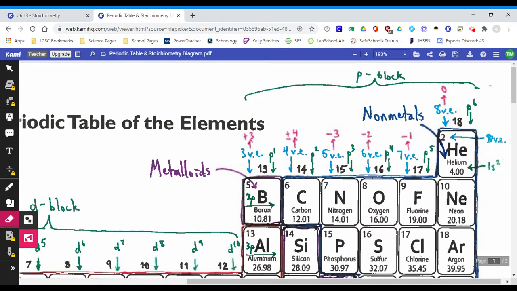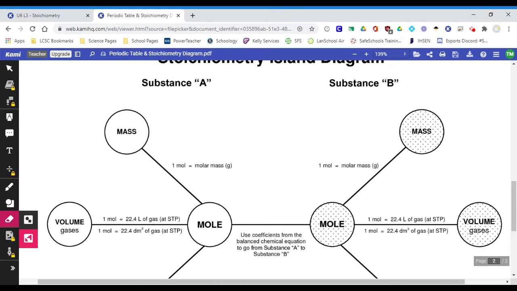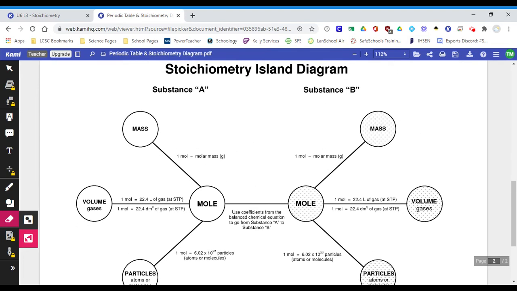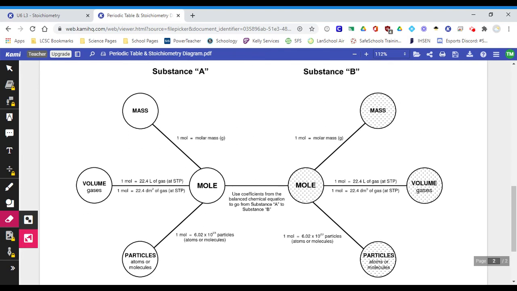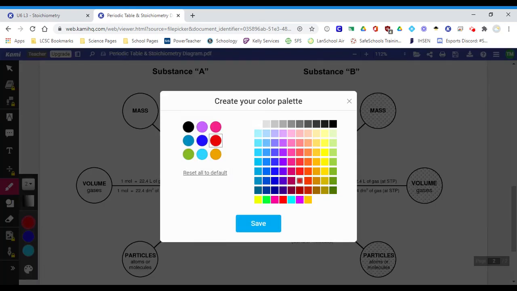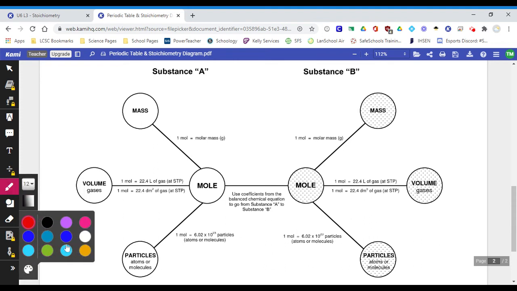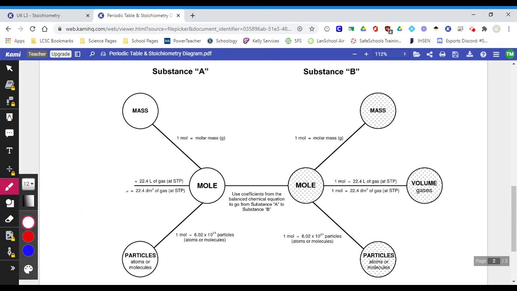So let's flip to this. I'm going to zoom out a little bit and go down to our stoichiometry island diagram. Okay, so on this diagram, each island is a unit, like grams of a chemical or moles of a chemical or particles of a chemical. We're not going to need this volume stuff right here and right here. So actually, let's get rid of it. I'm just going to wipe this out of the way for now so we can ignore it. Also gives us a little bit more room.